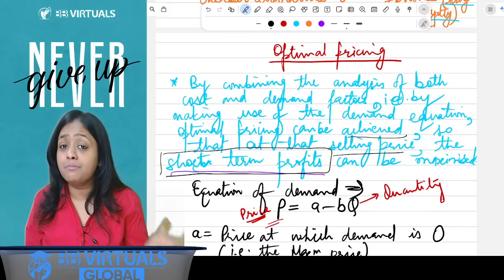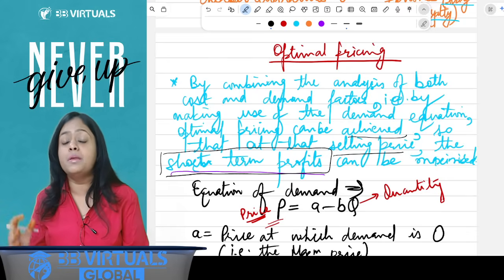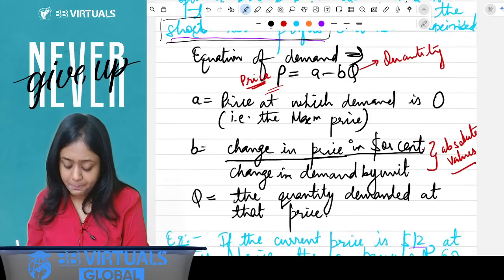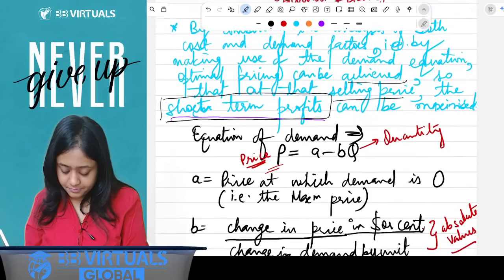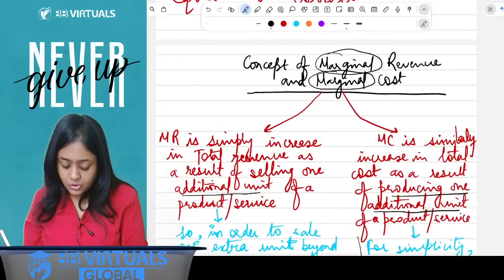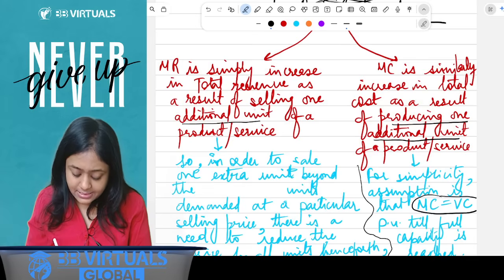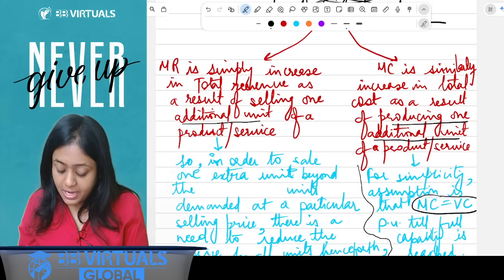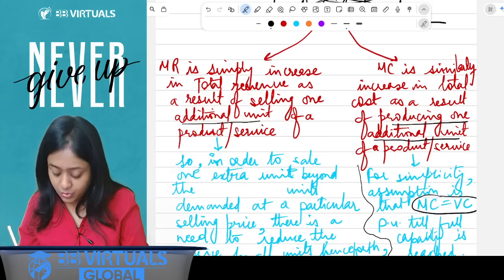That means I will calculate marginal cost, that is the variable cost of producing the product, and the marginal revenue. That simply means the incremental revenue of selling one extra unit, and that is represented by A minus BQ. Now, the equation of demand we have already discussed. Marginal revenue, like I told you, is simply the increase in total revenue as a result of selling one extra unit of the product, that is incremental revenue. Marginal cost is similarly the increase in the total cost as a result of producing one extra unit.